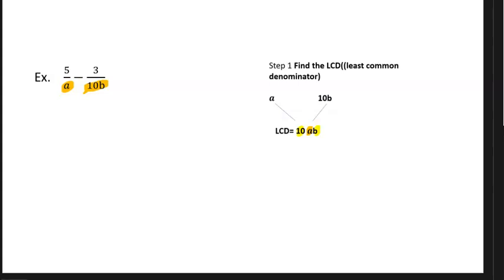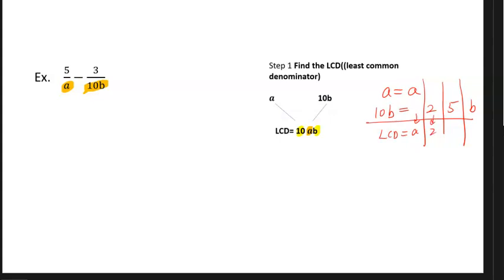And you can also use factoring. So for example, A, you cannot break down A, and 10B, you can break down 10 as 2 times 5, and B, we cannot break down B. So you bring down one number or letter from each column, and notice that everything is still there. So you're going to have 2 times 5, it's 10, A and B in alphabetical order. So you just get 10AB. So even if you use factoring, you're going to end up with the same LCD.